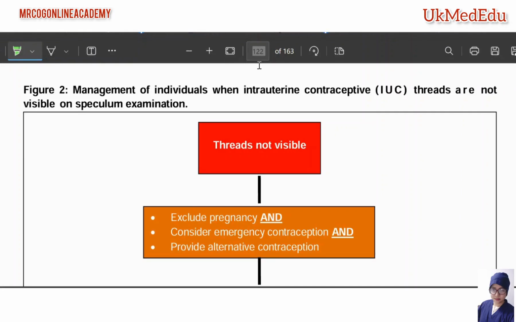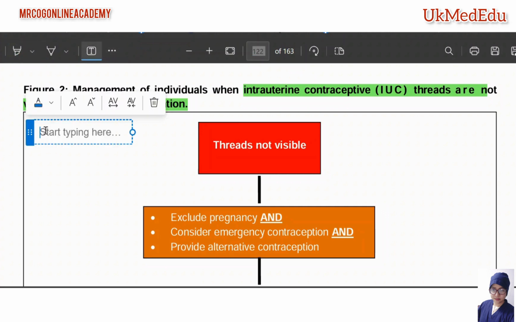Hello everyone, today I am going to talk about what to do when the intrauterine threads are not visible on speculum examination. We know that there are several reasons why we might not see the threads. One is the threads may have retracted into the cervical canal, so within cervical canal. Another is the intrauterine contraceptive may have expelled, so expulsion. The third one is the intrauterine contraceptive may have perforated, so perforation.